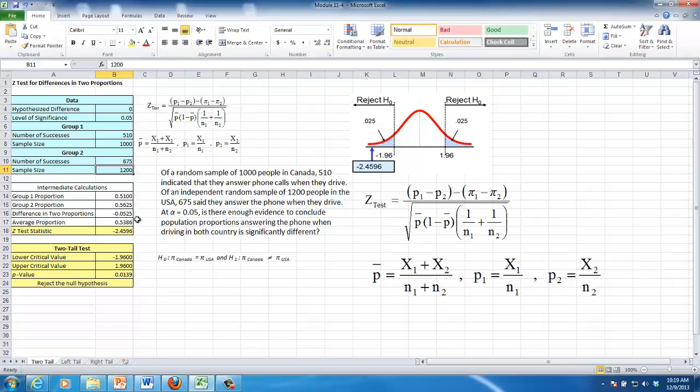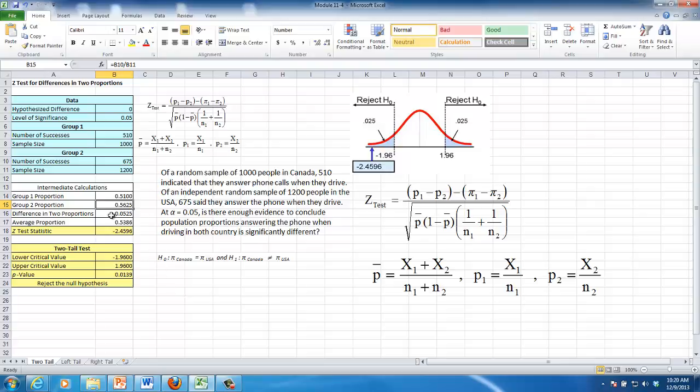Now the first group proportion, which is Canada, would be the number of people who answer the phone, 510, divided by 1000, which means B7 divided by B8. So 51% of the Canadian sample answer the phone. Similarly, out of 1200, 675 answer in the United States, which is 56.25%. Now the test here is 51% with 56.25%. Is this a significant difference for the population? There is a difference in the sample, but is it a significant difference for the population?